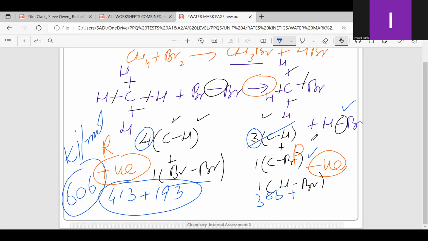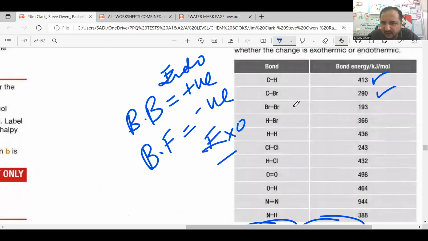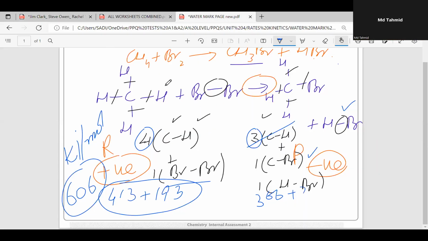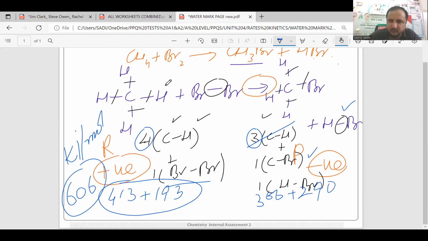Okay, sir. Okay. Now we are left with the C-Br relation. The C-Br relation is how much? 290. Yeah. So 366 plus 290, and the total is how much, please? 656. Okay, keep that in mind.